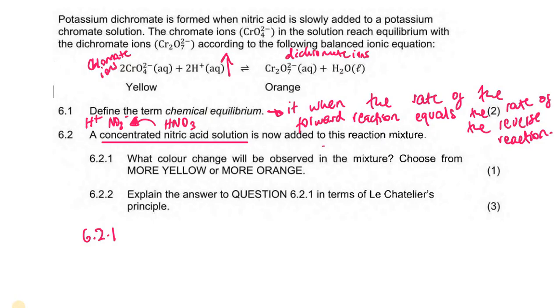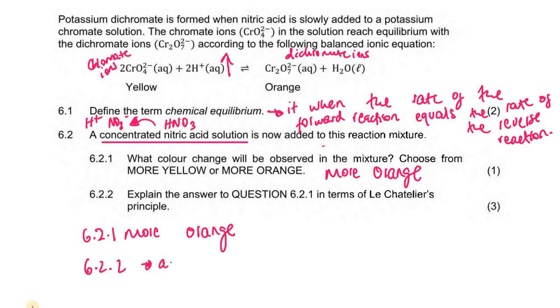So therefore, the solution is going to become what? They say, what color change will be observed? Choose from more yellow to more orange. Well, the answer will be more orange, because we will have favored the forward reaction. Now explain your answer. So here it's more orange. Now they want you to explain the answer in terms of Le Chatelier's principle. Using Le Chatelier's principle, you have to tell them the effect. Adding HNO3 increases H plus ions in the solution.